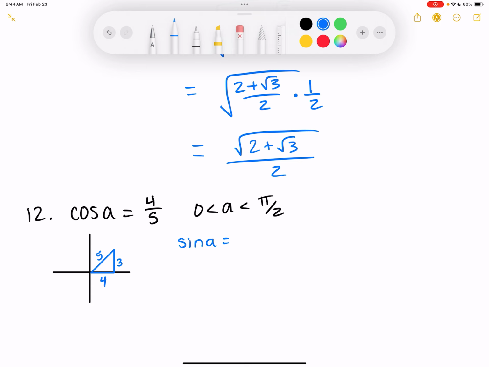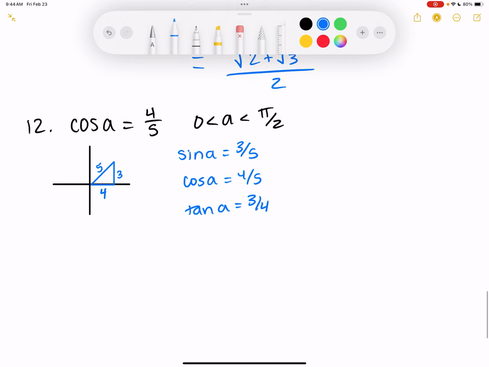Sine of a is 3 over 5. Cosine of a was given to us. You can write it again if you want or not, it doesn't matter. Tangent of a is 3 over 4. All right, so now the instructions want us to find first the sine of a over 2.